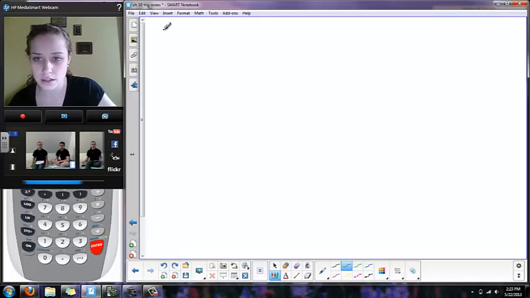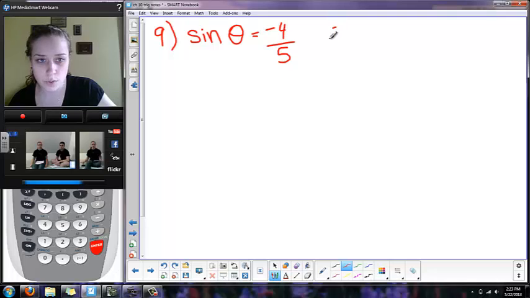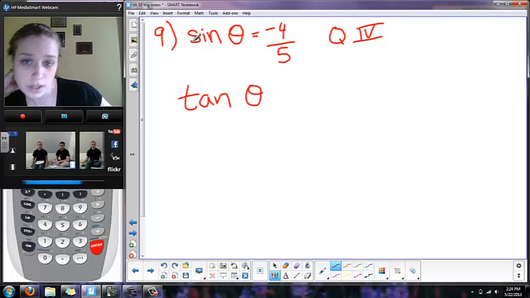Okay, so number 9. If sine theta is equal to negative 4/5 and it's in quadrant 4, we need to find the value of tangent theta. Okay, so as soon as you see a question like this, you should be thinking SOHCAHTOA. So sine is opposite over hypotenuse.